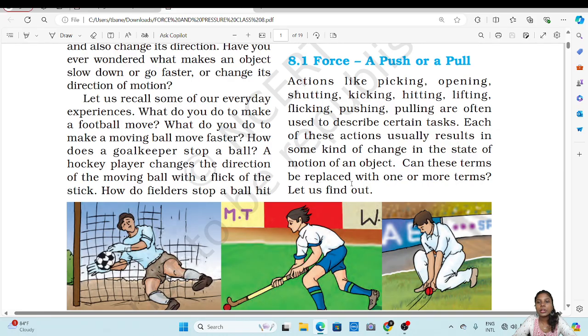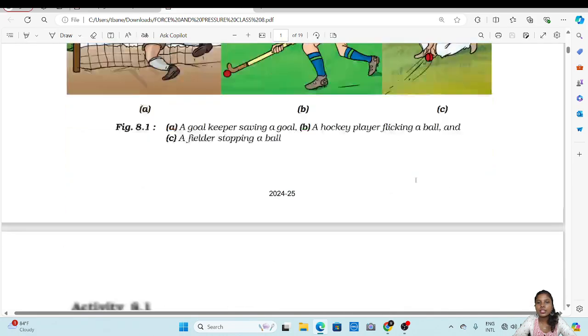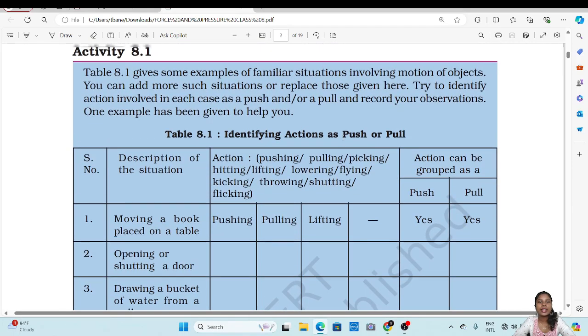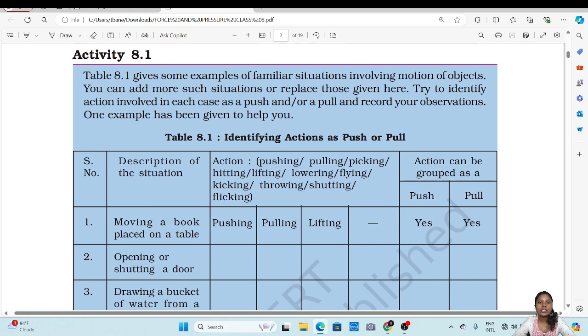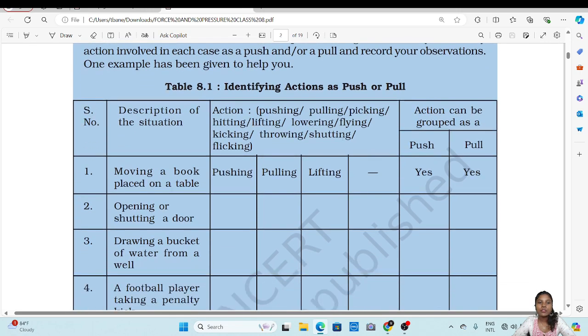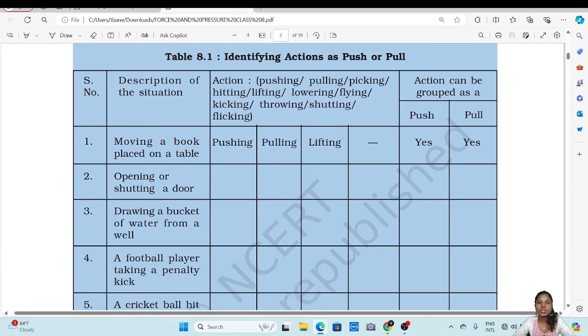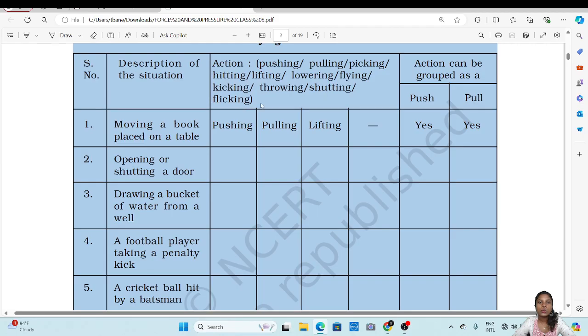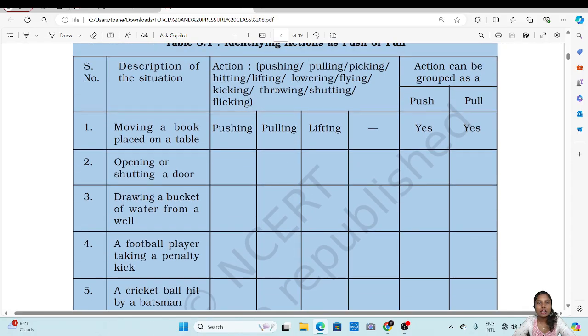Can these terms be replaced with one or more terms? Let us find out. Now see, there's an activity given here. In this activity, there are different descriptions of situations. You have to say what actions you can do, like pushing, pulling, picking, hitting, lifting, lowering, flying, kicking, throwing, shutting or flicking. You can place any of these words in the columns given below.